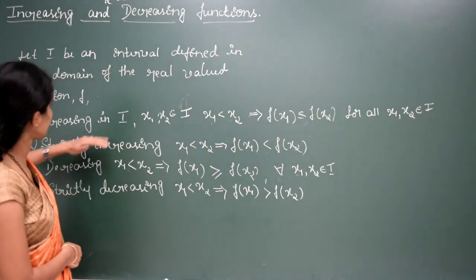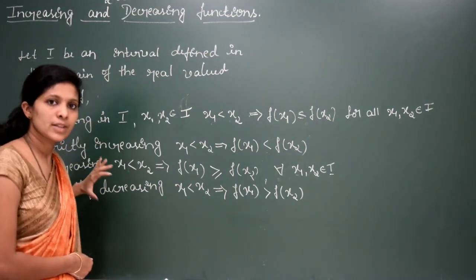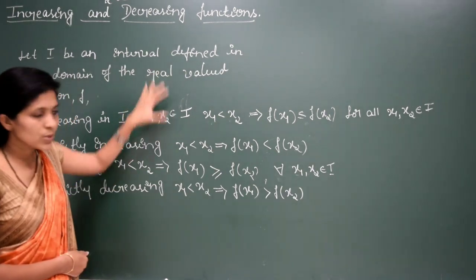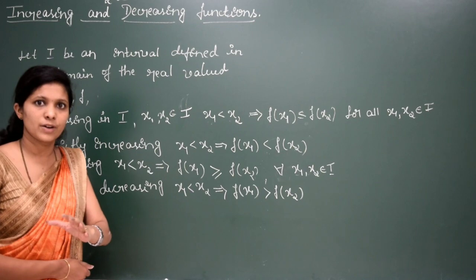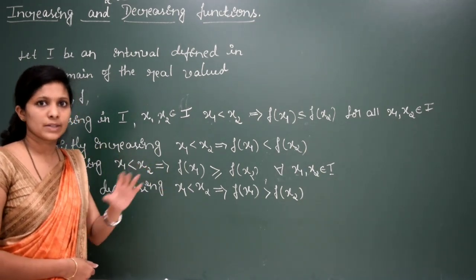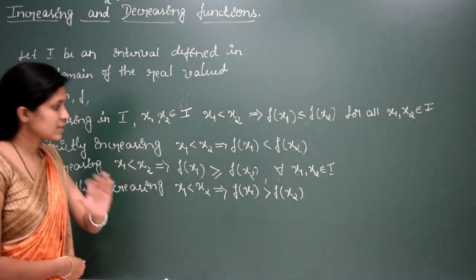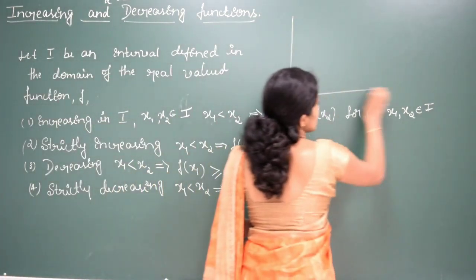This is the definition for increasing, decreasing, strictly increasing and strictly decreasing. Usually we will not use these definitions to find the increasing and decreasing functions. We will use the derivatives. There is one theorem, and by using that theorem we will solve those problems. But remember this one, okay? And there is one problem based on this.